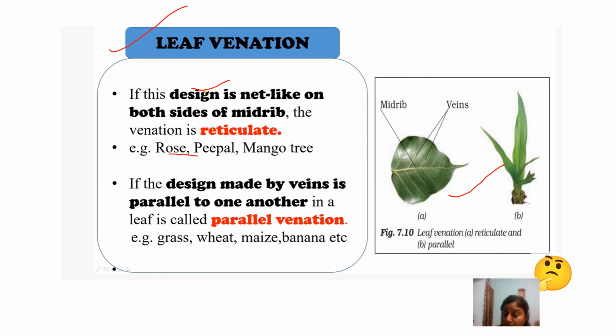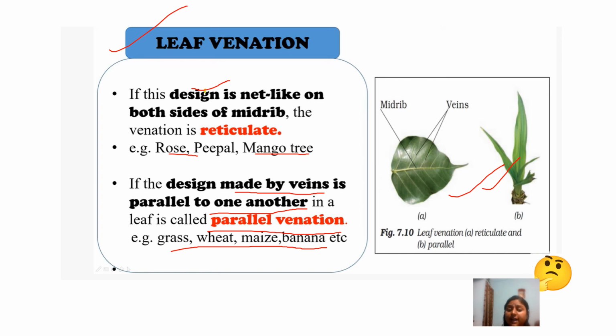Peepal, mango tree. Yes, and if the design made by veins is parallel to one another in a leaf, it is called parallel venation. Examples are grass, wheat, maize, banana. These are examples of parallel venation, where the leaf is parallel and straight.